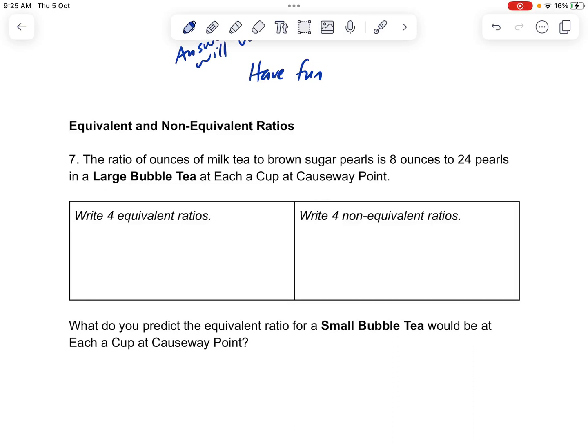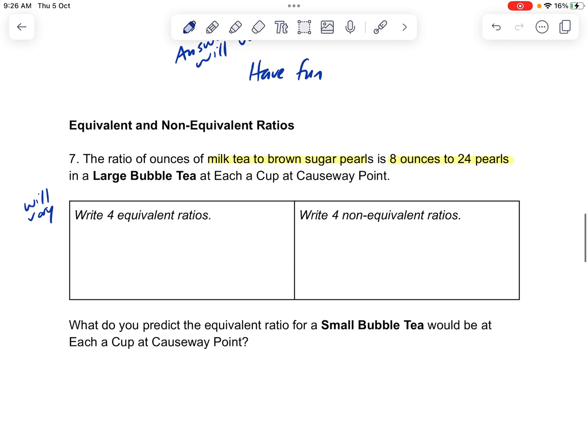Question 7. This is one of those where your answers will vary, so you very well could get something different than what I've got right here. I'll just give you a few possible answers, but these aren't all of them. Here you're given the ratio of milk tea to brown sugar pearls in a bubble tea as 8 ounces to 24 pearls, and you're supposed to write in that first box 4 equivalent ratios. So the original ratio is 8 to 24.